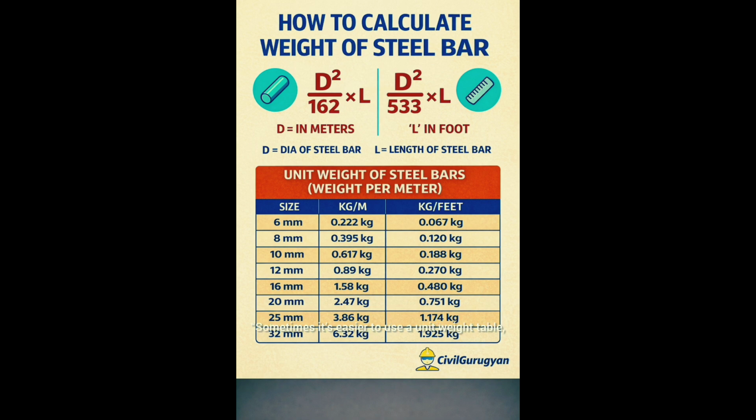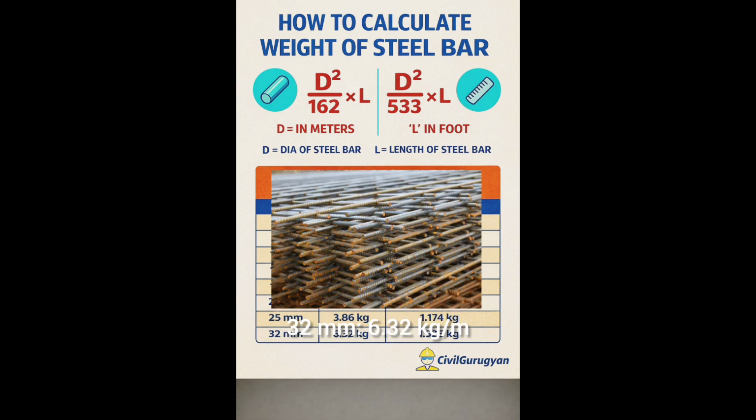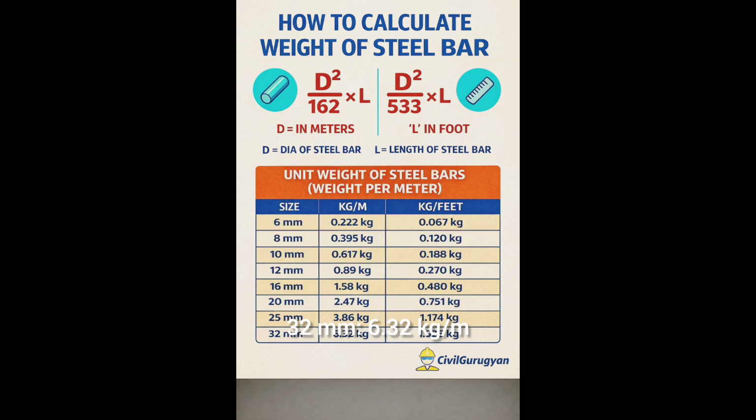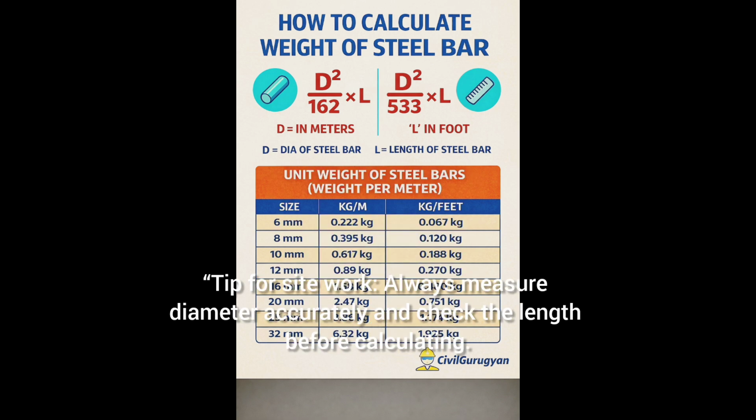Sometimes it's easier to use a unit weight table, especially for quick calculations. 6 mm: 0.22 kilograms per m, 8 mm: 0.395 kilograms per m, 10 mm: 0.617 kilograms per m, 12 mm: 0.89 kilograms per m, 16 mm: 1.58 kilograms per m, 20 mm: 2.47 kilograms per m, 25 mm: 3.86 kilograms per m, 32 mm: 6.32 kilograms per m. Tip for site work: always measure diameter accurately and check the length before calculating.